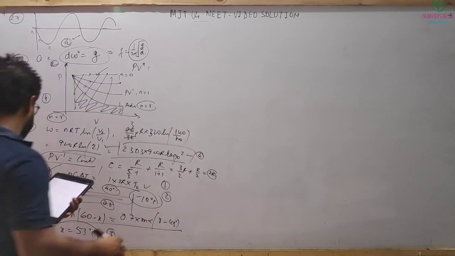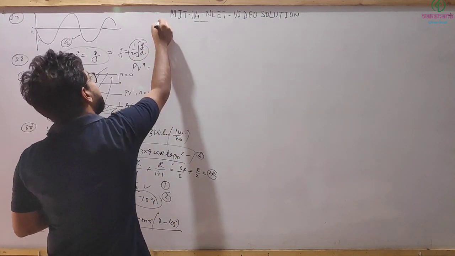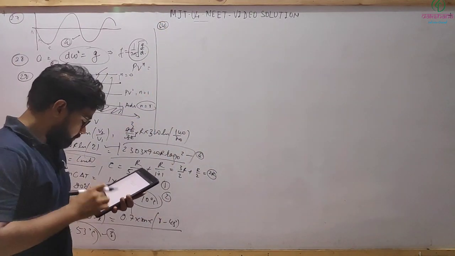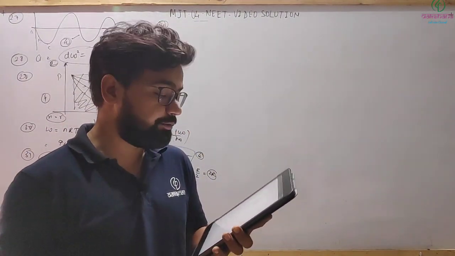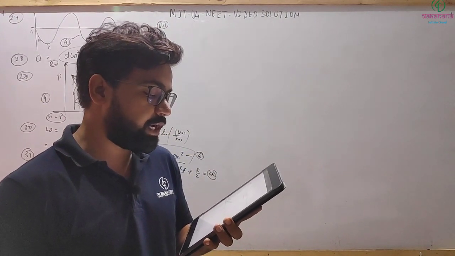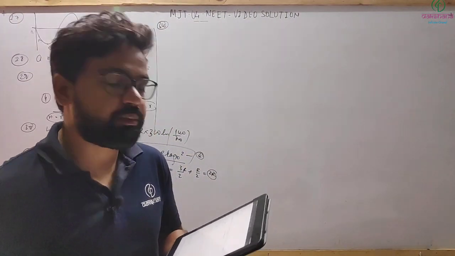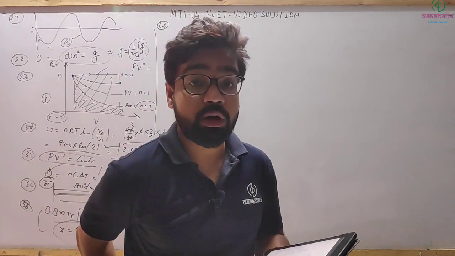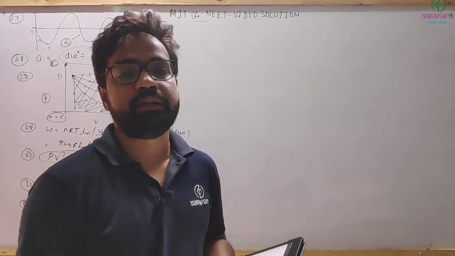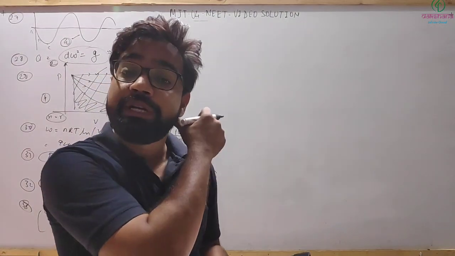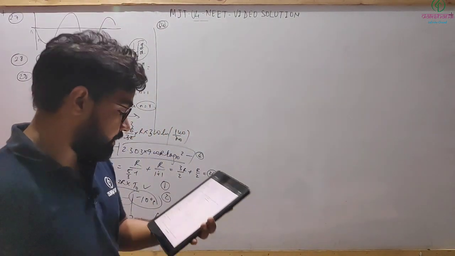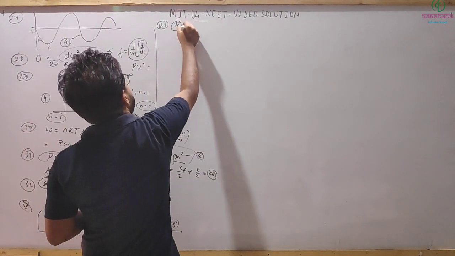Next, question number 34. A spherical ball is dropped in a long column of viscous liquid. The acceleration of the ball as a function of time may be best represented by which graph? In this case, it is a long column, so finally it will reach terminal velocity. Final acceleration will be 0. Initial acceleration will be some value, and it will keep on decreasing. We can check the options accordingly, which matches option number 4.